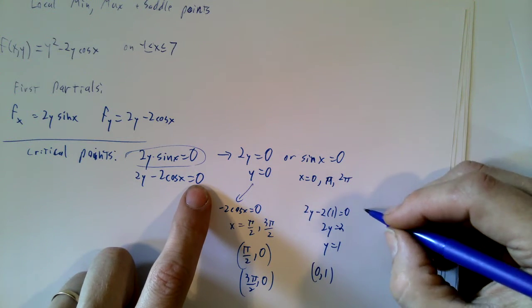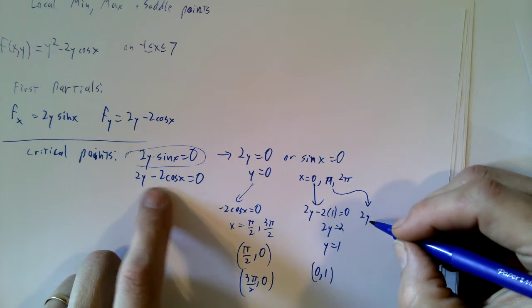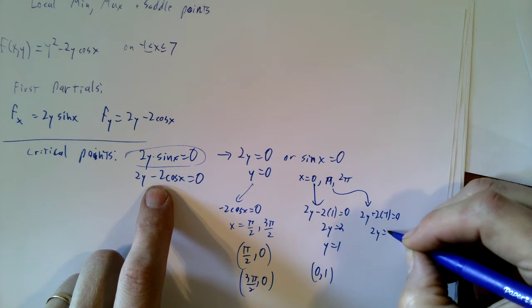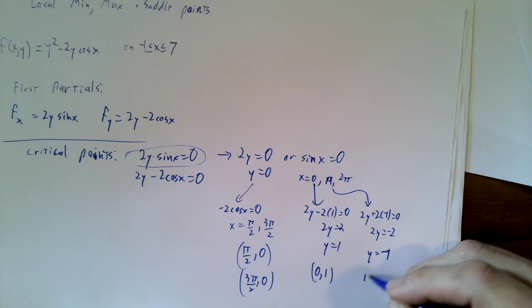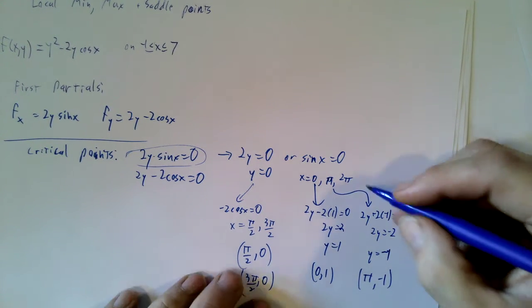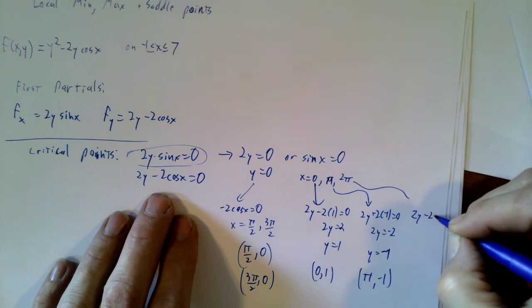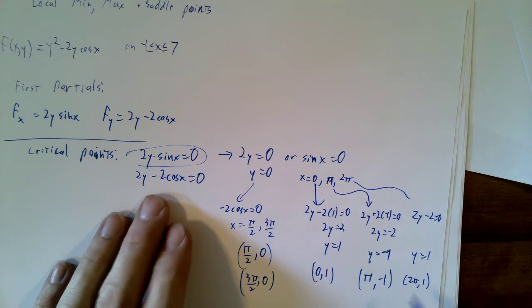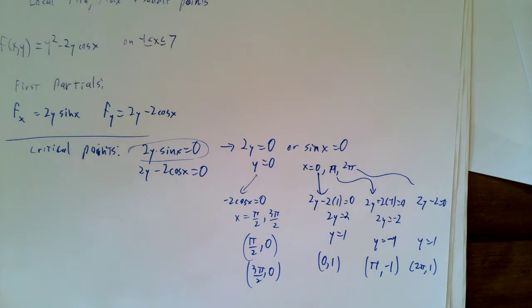If x is pi, then 2y minus 2 times -1 is 0. So 2y equals -2, y equals -1. So we've got pi, -1. And if x is 2 pi, I've got 2y minus 2 equals 0 again, so y is 1 again. So I've got 2 pi, comma 1. All of those are different from the ones we got here, so we've got quite a list of critical points within the interior of this space that we've got over here.